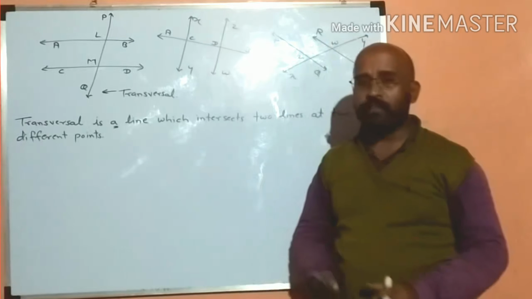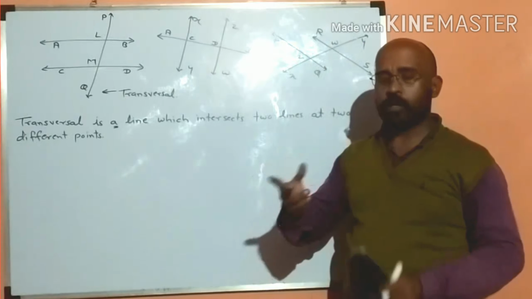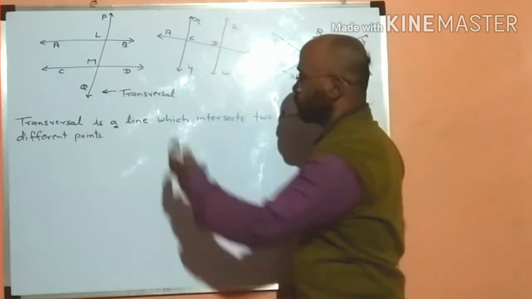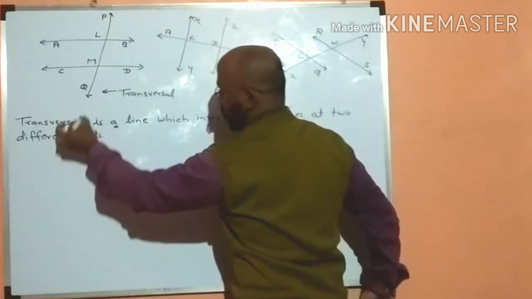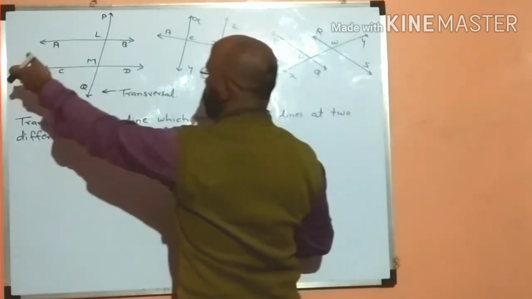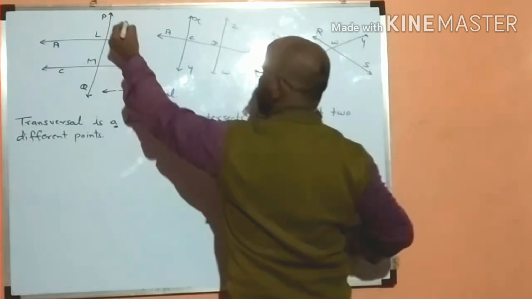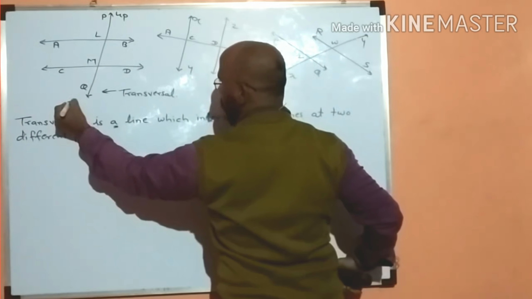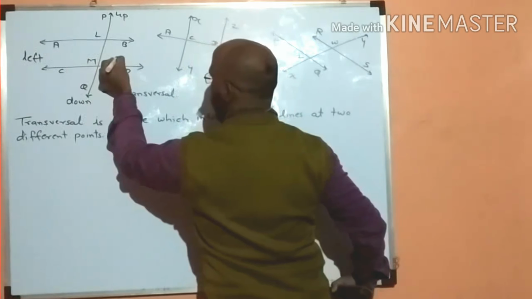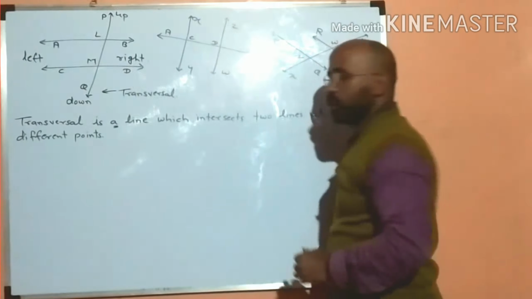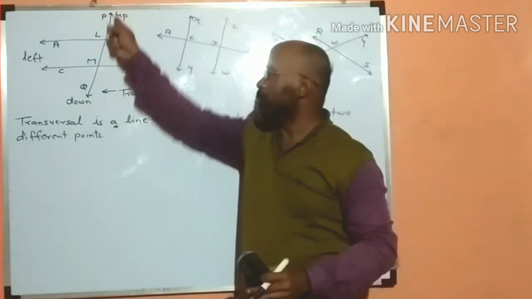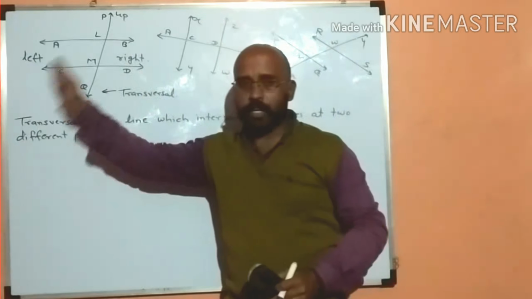Clear? Second, every line divides a plane into two parts. So a transversal also divides a plane into two parts. This line PQ will divide this board into two parts. One is this part, suppose we increase it infinitely at this end, so this much part, and this part. So left of the transversal, right of the transversal. Let us say its directions are up and down, and it has divided the plane into left and right parts. Clear students? So every transversal divides a plane into two parts. In the first example, PQ has divided this plane into left and right parts.